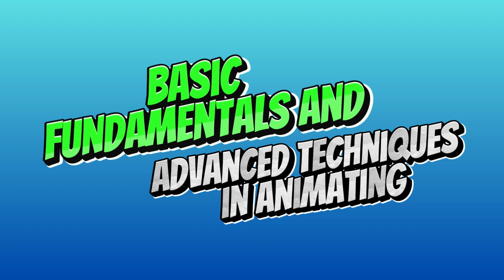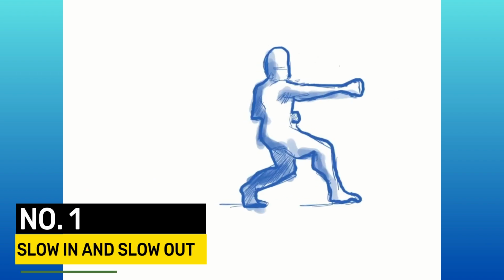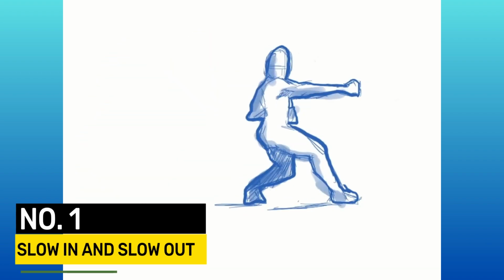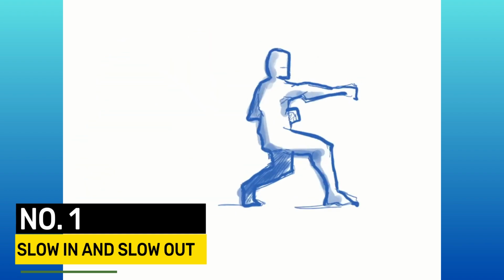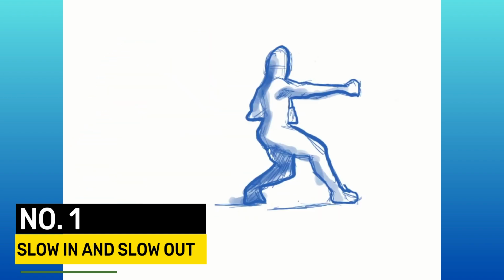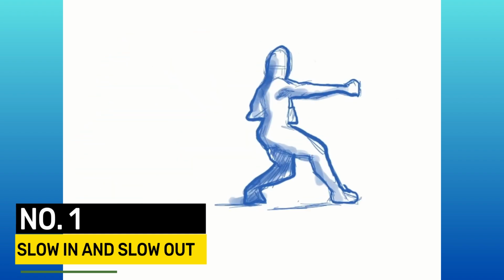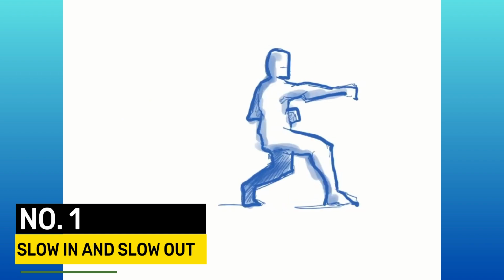The basic fundamentals and advanced techniques in animating include: Number 1, slow in and slow out. The slow in and slow out animation is a technique that is used to bring more control and natural feel to the movement of an animated object or character. The slow in and slow out animation involves gradually increasing or decreasing the speed of an object or character's movement. This creates a more fluid and realistic animation, as it mimics the way that objects move in the real world.